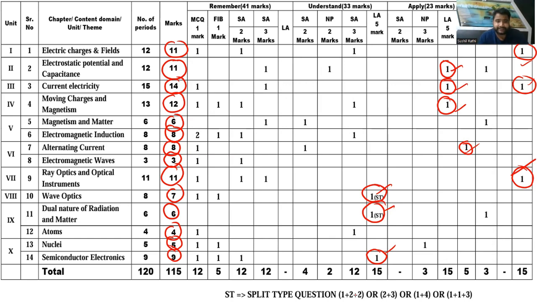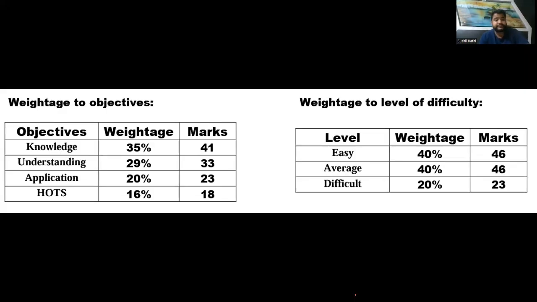Now, you may ask me why. I will show you what the blueprint of this year says. So let's move ahead. You can see the weightage to the objective questions and the difficulty level. They're going to test around 41 marks for knowledge, 33 for understanding, application based will be 23, and HOTS, higher order thinking skill questions, will be for 18 marks. The easy level will be 46 marks, you'll have around 46 marks of average level on the paper, and 23 marks will be somewhat difficult.